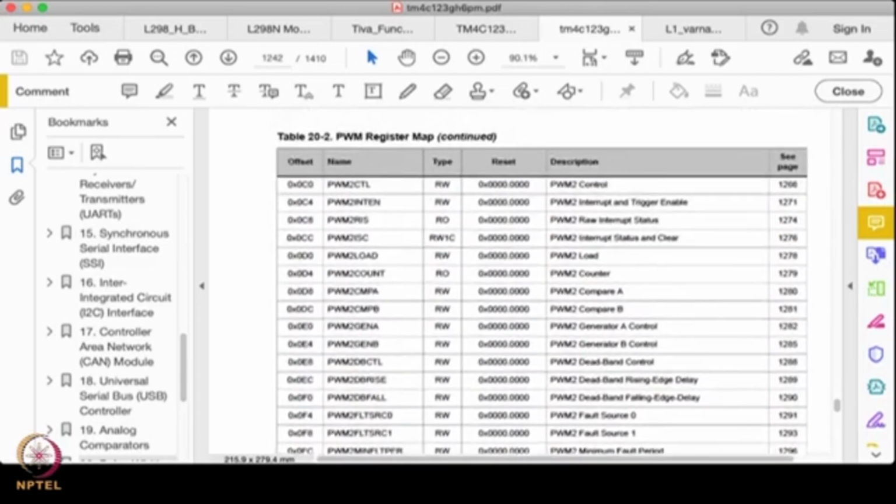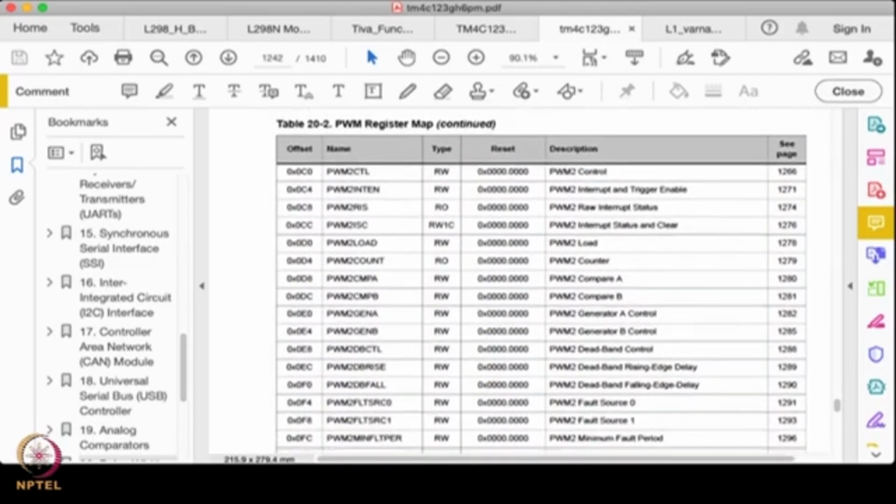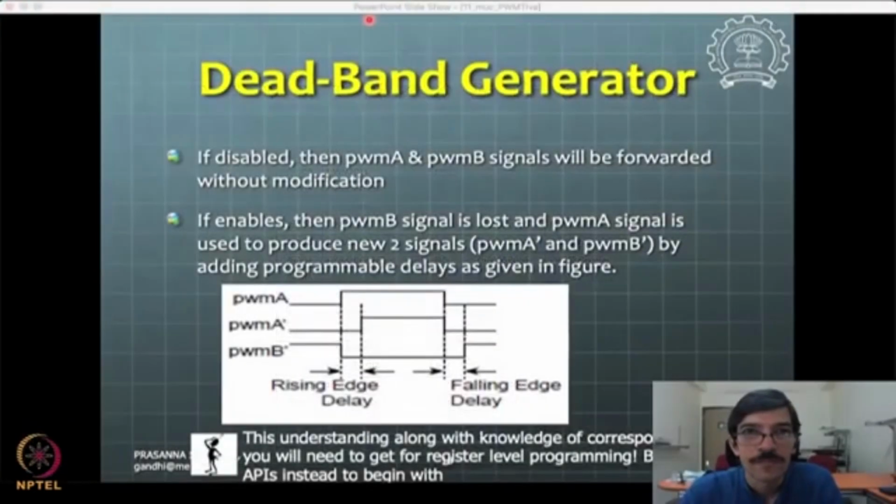Okay, if you directly want to use these registers and program, great, you can do that. Of course, if I understand all the registers, now that I understand this main philosophy, if I further understand the register details, I'll be able to control this register based programming, or I'll be able to generate this PWM signal at the register level. Okay, this is how we will go about programming for the register level.